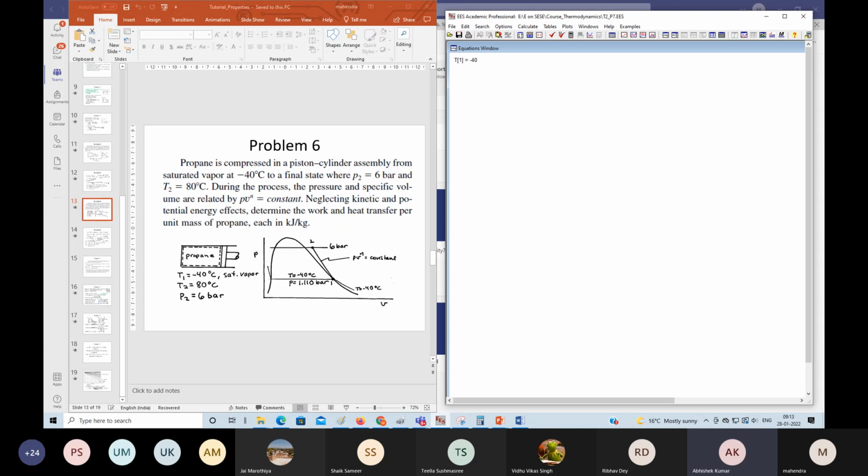And then this is the point, right? One point is here, x equal to 1, so x1 equal to 1. Then what else is given? The T2 point is also given here, T2 is given, and P2 also.